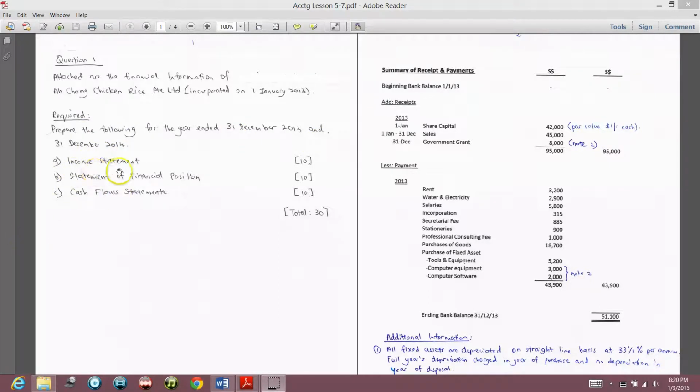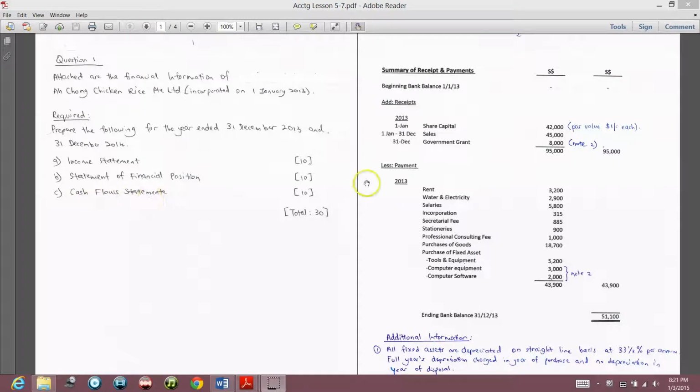A, income statement. Income statement is actually profit and loss account. It's the new name for profit and loss account. B, statement of financial position. Statement of financial position is the new name for balance sheet. And C, cash flow statement.